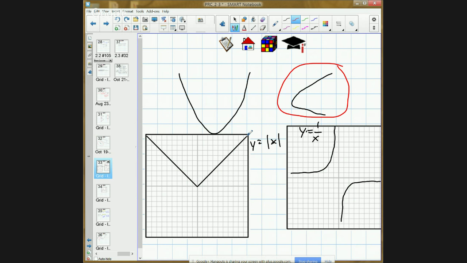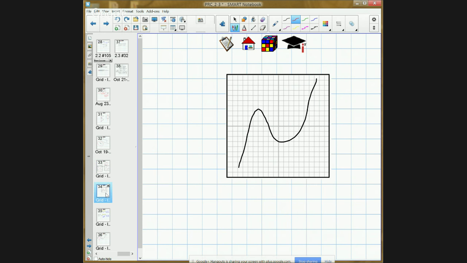This is a pretty famous function here, absolute value. That passes the vertical line test. This is a famous function too, the reciprocal function down here in the bottom right corner. That passes the vertical line test. Okay, so just some more practice on using the vertical line test. What about the cubic function? Yeah, that's going to pass the vertical line test too. So we should be okay there.